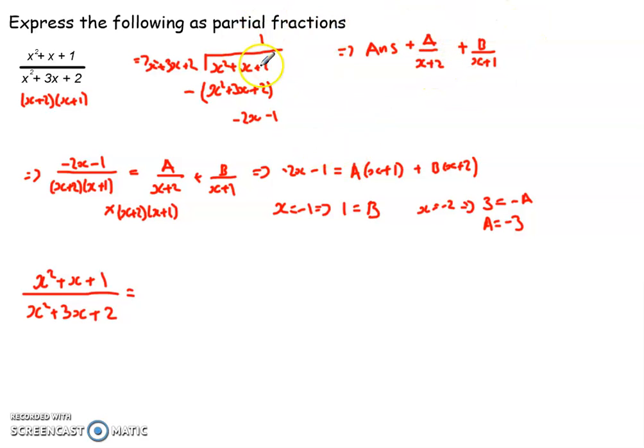So in this case, 1 is the answer from the division. So I'm going to get 1. I've then got plus a over x plus 2. Well, a is minus 3, so I'm going to take away 3 over x plus 2. I've then got plus b over x plus 1. b is equal to 1, so plus 1 over x plus 1. That there's my final solution.